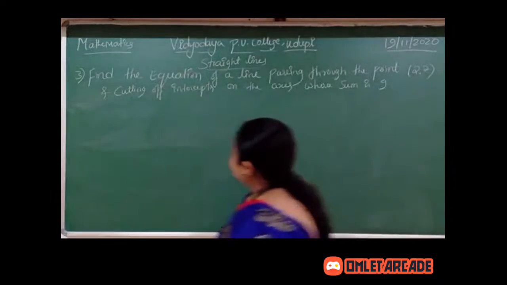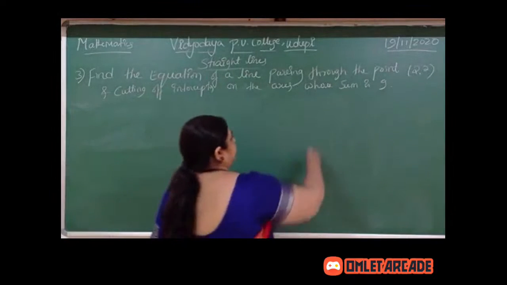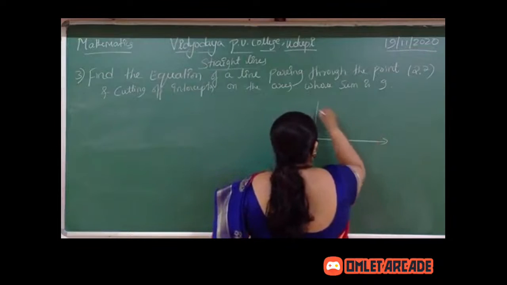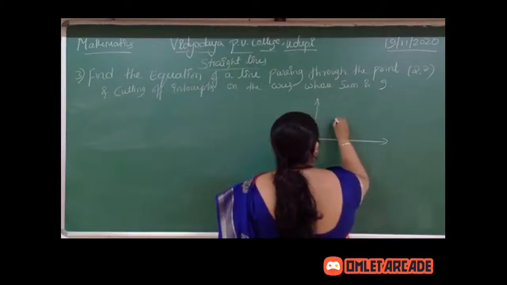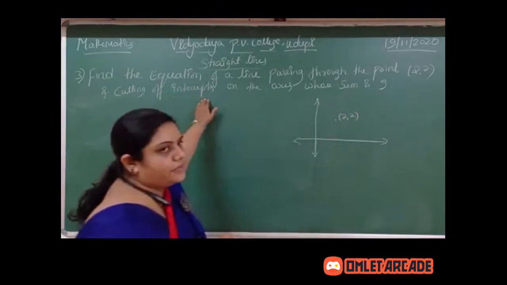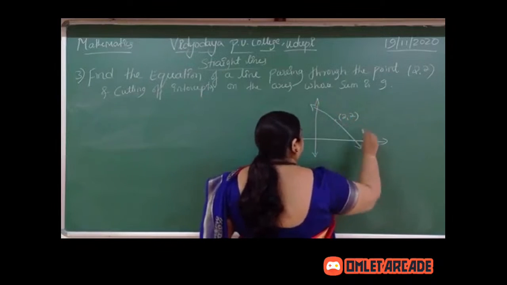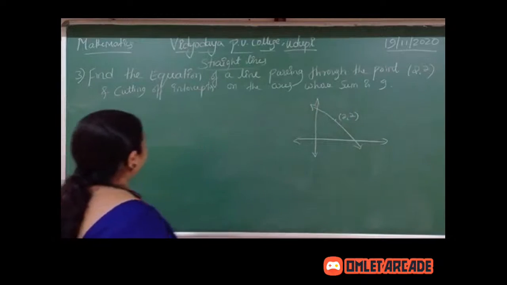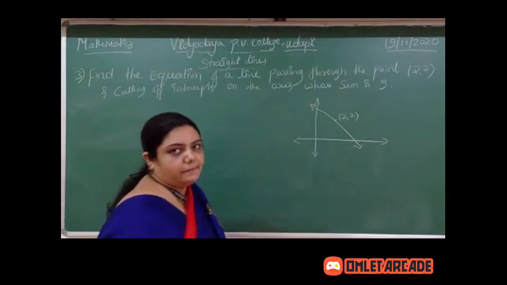Next question. Find the equation of a line passing through the point (2, 2) and cutting off intercepts on the axes whose sum is 9. Again, let me take a rough picture of the line. Imagine this is the point (2, 2). Since it is about intercepts, probably the line is in intercept form, isn't it?